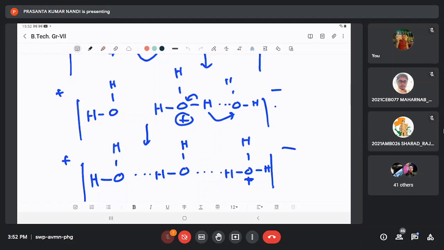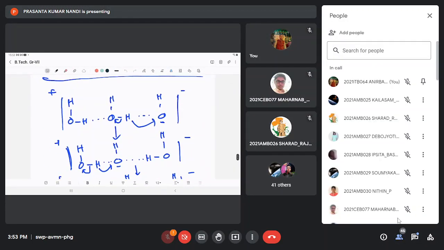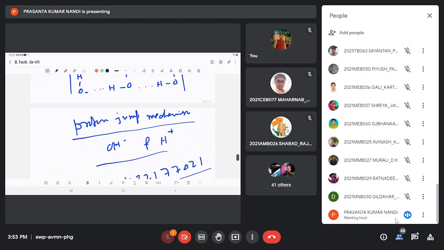And now look, to get another proton to be transmitted following the same procedure, a suitable orientation of the water molecule is required. So again, these water molecules will orient in such a way that they capture H plus ions at the beginning of the chain, and ultimately it is gradually liberated at the other end of the chain. That is, H plus ions basically move across these water molecules through hydrogen bonding. So this is the mechanism sometimes called Grotthuss mechanism, a proton jump mechanism.